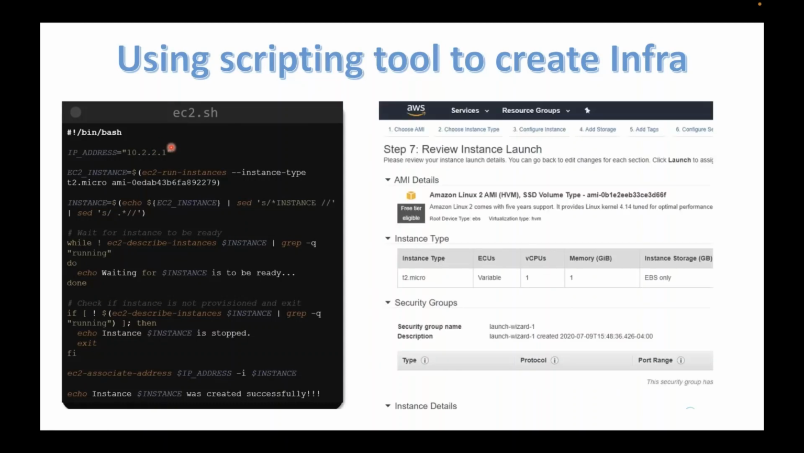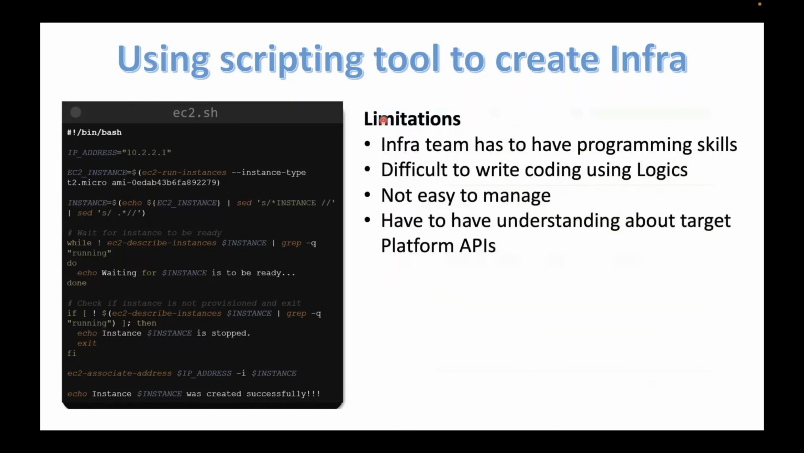So this is just one screenshot of the EC2 instance. So what are the limitations we have? The infra team has to have programming skills, and it is difficult to write code using logic. It's not easy to manage. Going forward, if you want to modify something, you have to understand each and every line. Then only you can update the script.